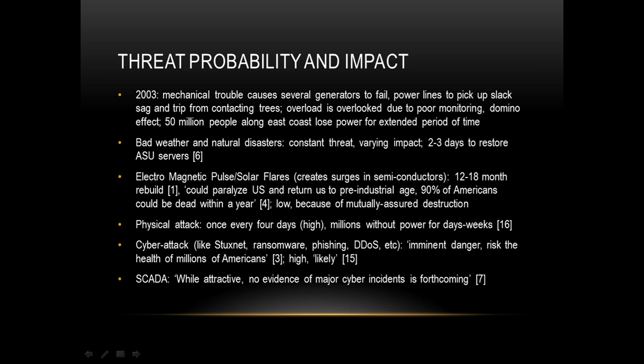The overload was overlooked due to poor monitoring, and a domino effect occurred where the cascading that I mentioned previously occurred. 50 million people along the East Coast lost power for an extended period of time. Another threat is bad weather and natural disasters. They're constantly occurring with varying impact.